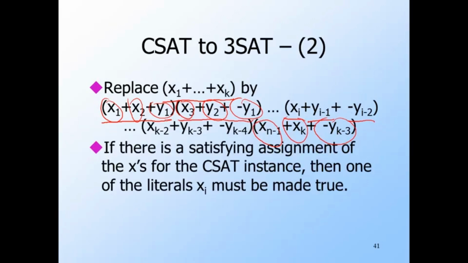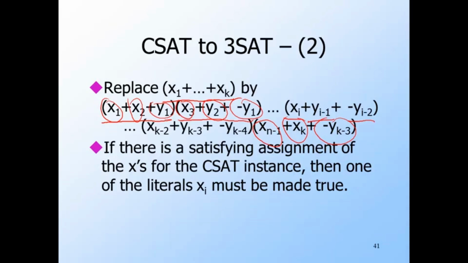We need to show that when we make this change, the new expression is satisfiable if and only if the original expression was. For the first direction, we'll show that if there is a satisfying truth assignment for the original expression, then we can extend this truth assignment to also provide truth values for the y's that will make the and of all new clauses true. So suppose that there is a satisfying truth assignment for the original expression.